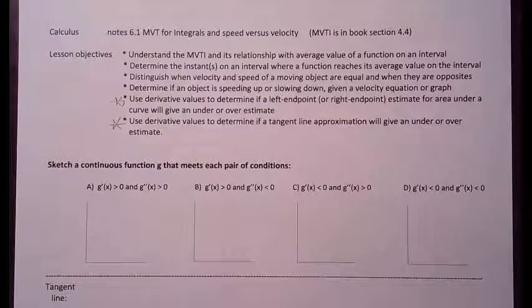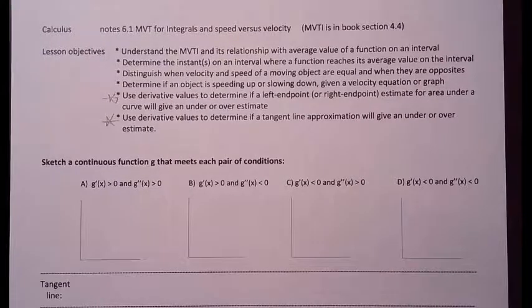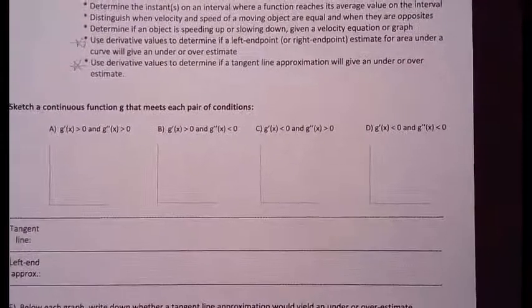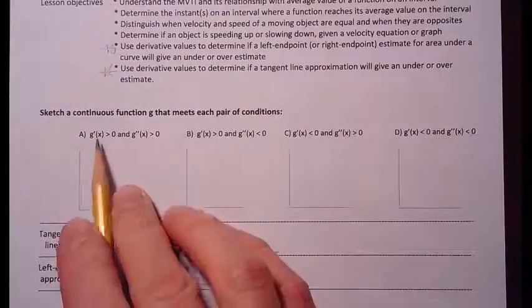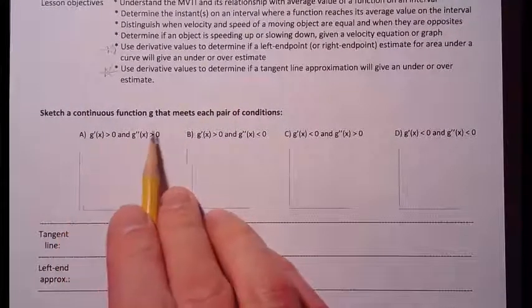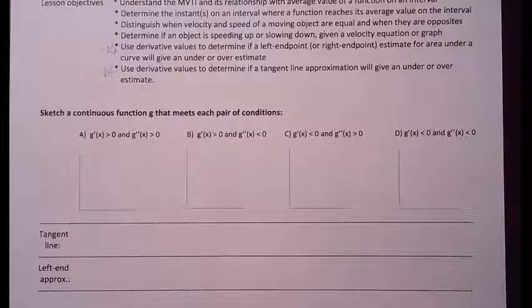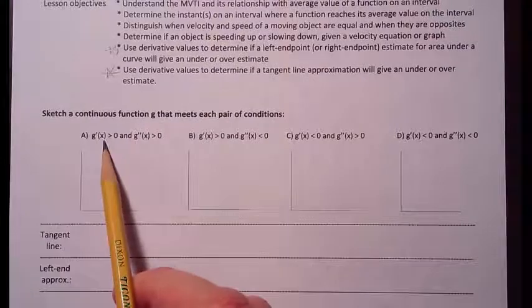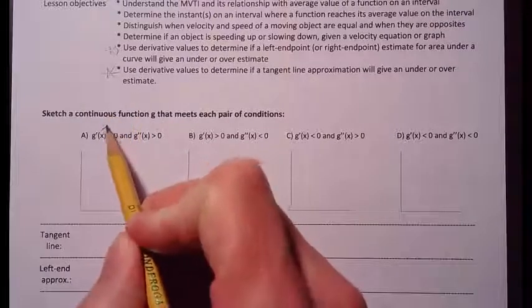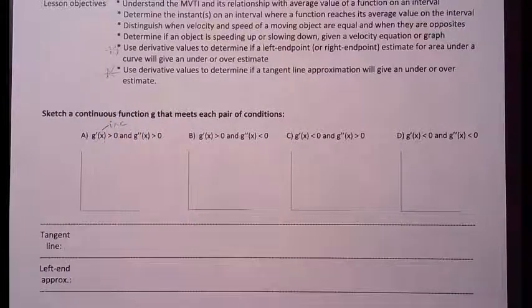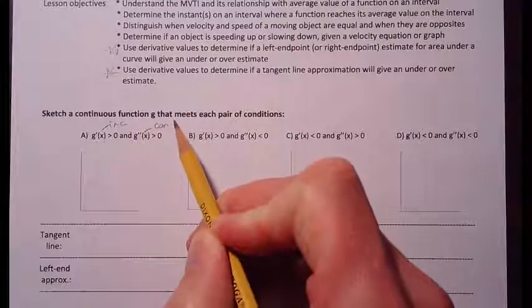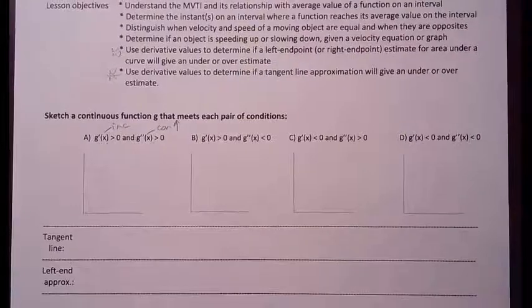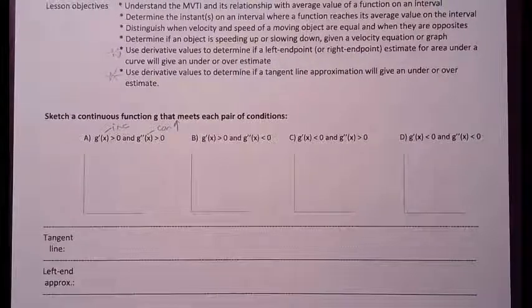So for both of these things, I'm going to start off by drawing every single possibility of first derivative being positive or negative and second derivative being positive or negative. So there's four total possibilities. If your first derivative is positive, that means the parent graph is increasing. And if the second derivative is positive, that means it's concave up. It's opening up like a cup.